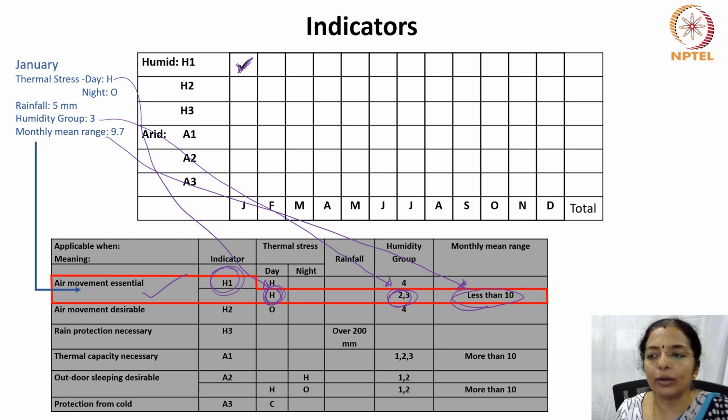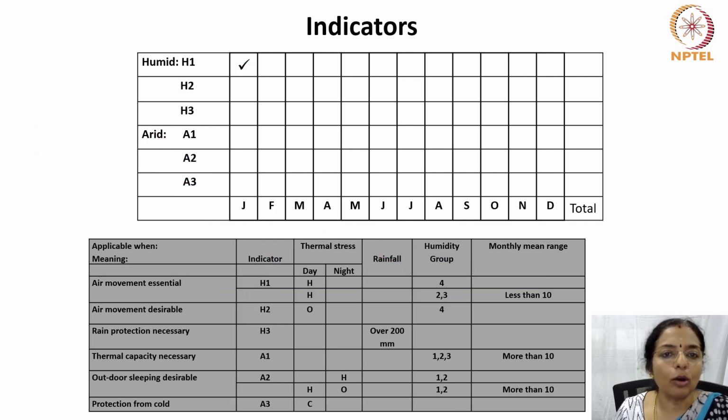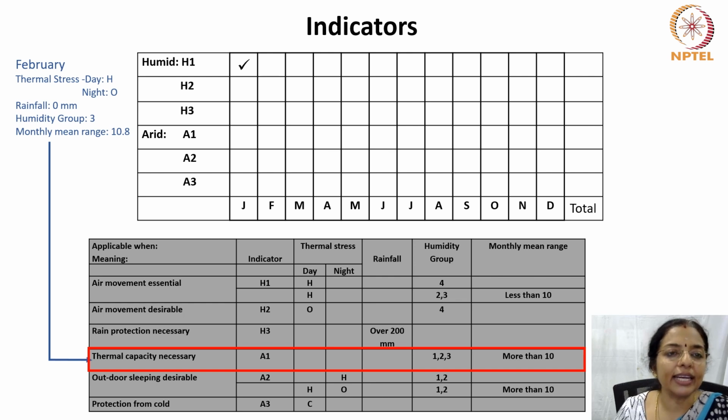Let us look at what February looks like. Now, for February, again, the thermal stress during day is H. The rainfall is 0. Humidity group is 3. And the monthly mean range is 10.8. So it cannot be the previous one. It has to be more than 10. Therefore, we consider thermal capacity is necessary for the month of February.